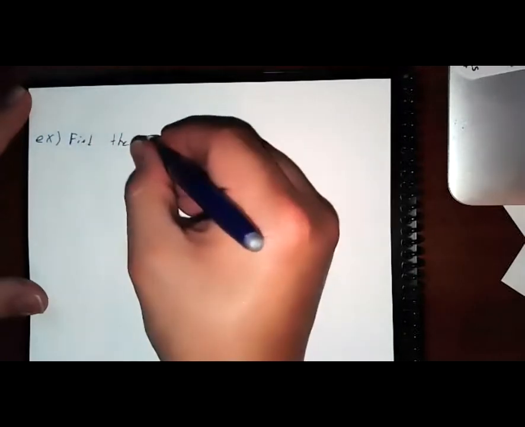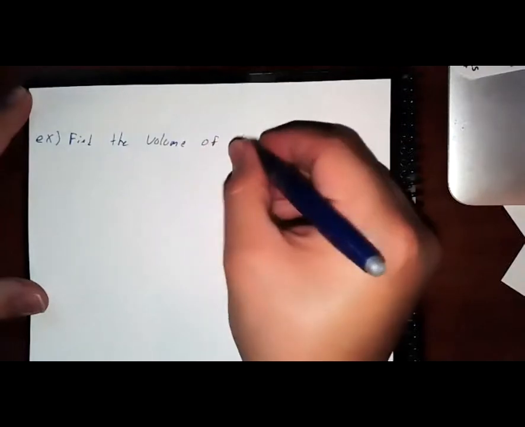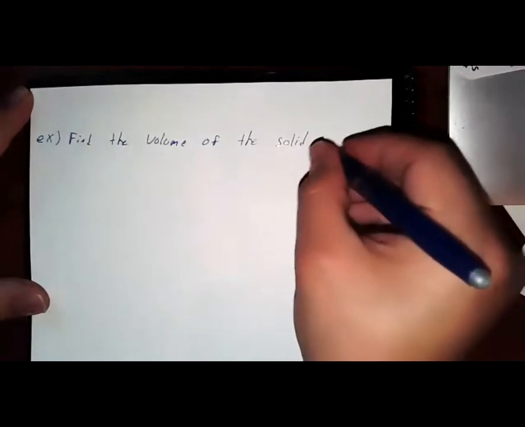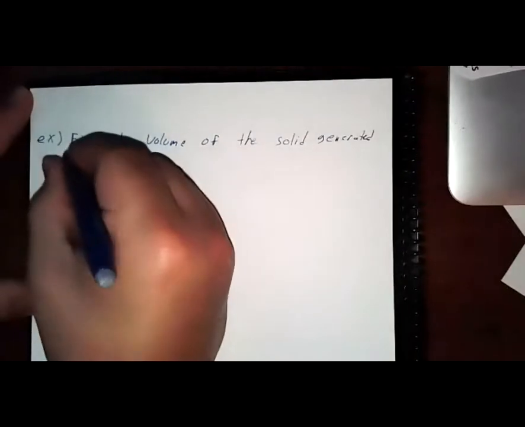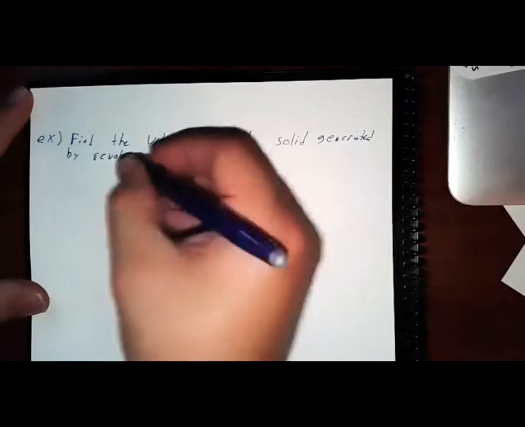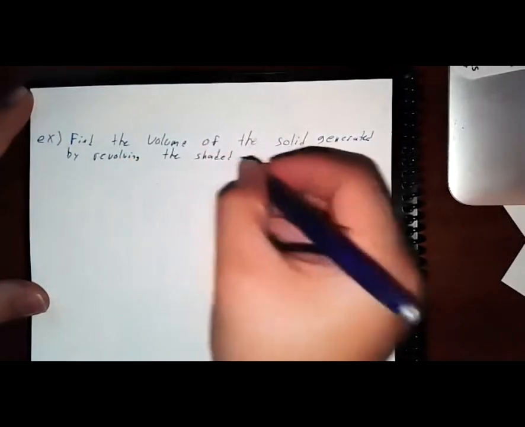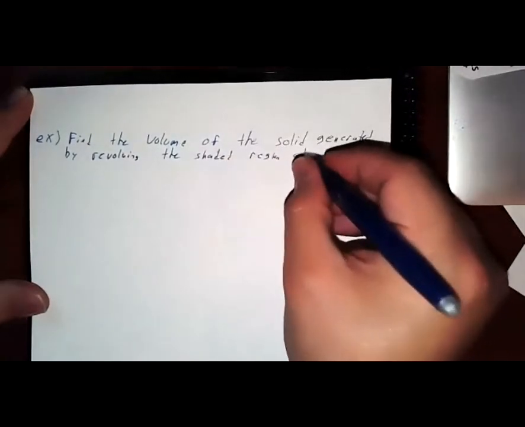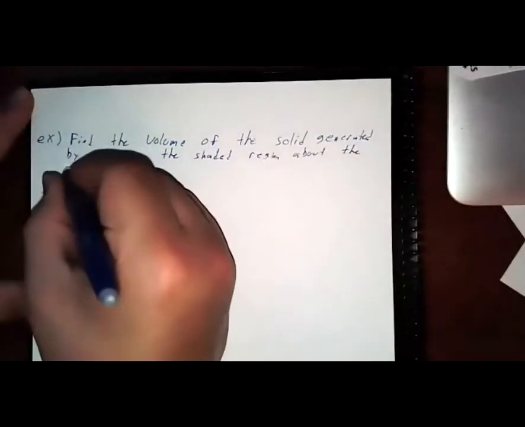Find the volume of the solid generated by revolving the shaded region about the given axis.